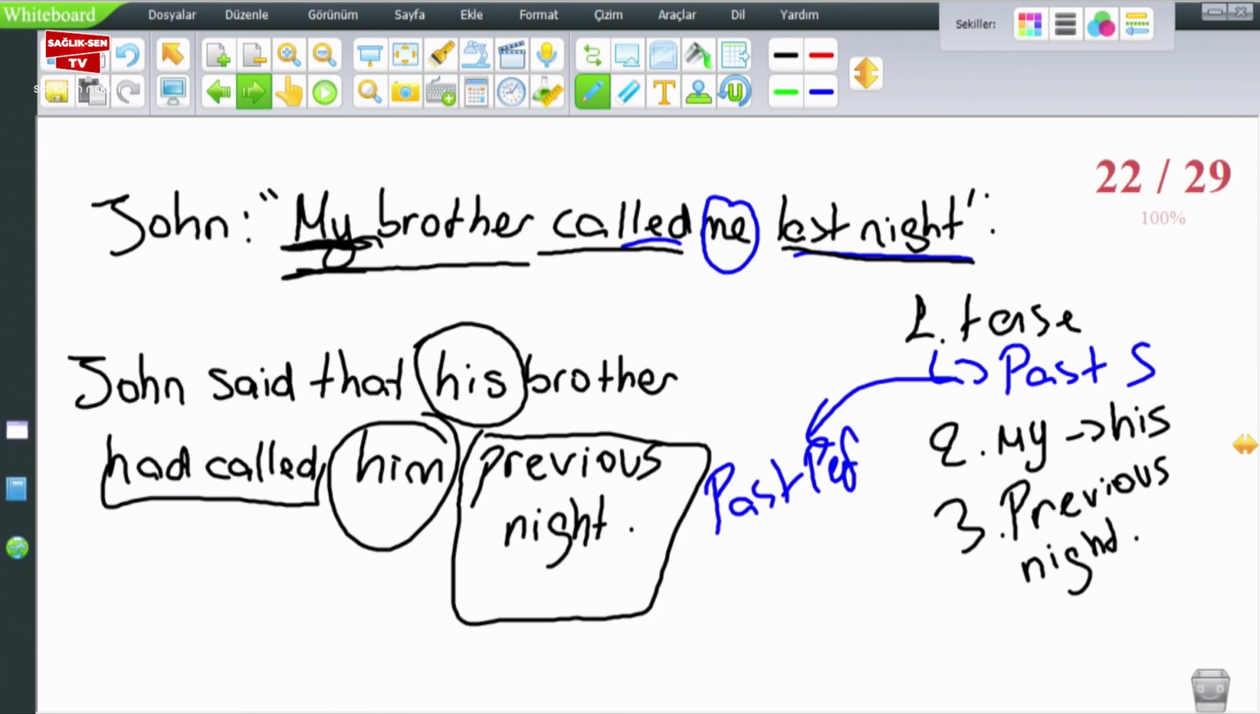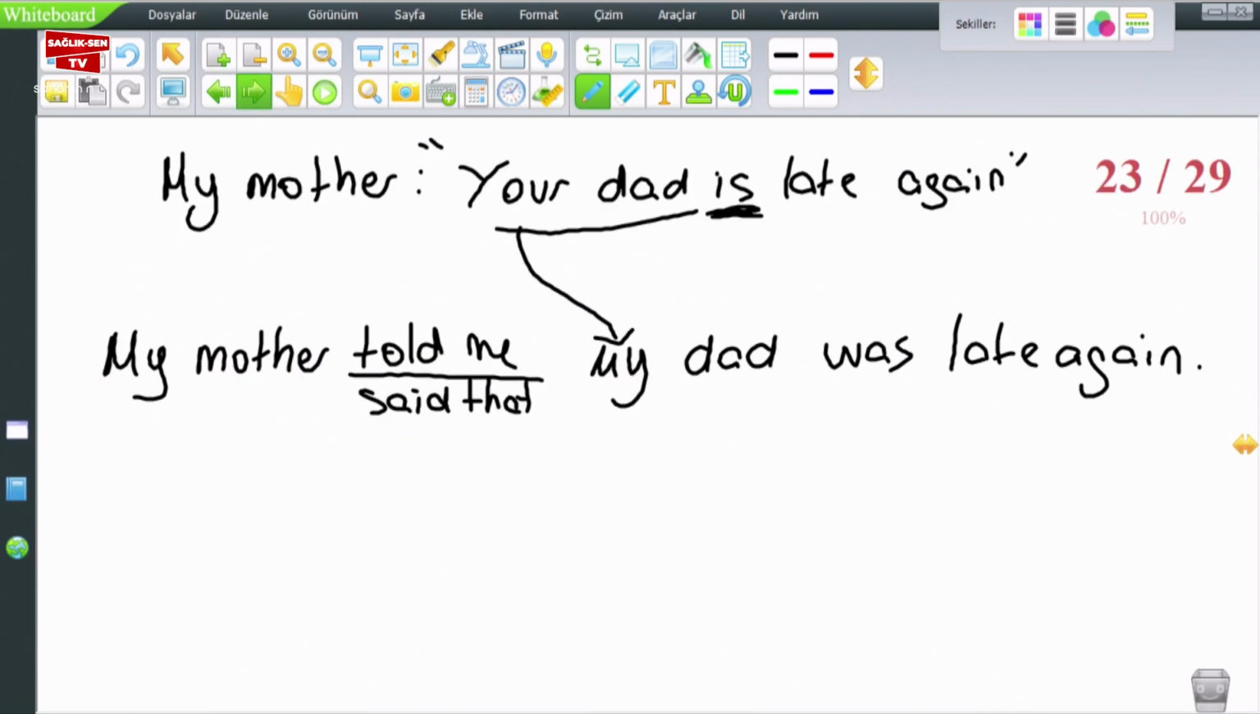John says, "My brother called me last night." In this sentence, I also have a time expression. John said that his brother had called him the previous night. I transformed "last night" into "previous night," and I was careful with all the object and subject pronouns. "Your dad is late again." You can see the be form used in present simple. I transformed it into a past simple one.